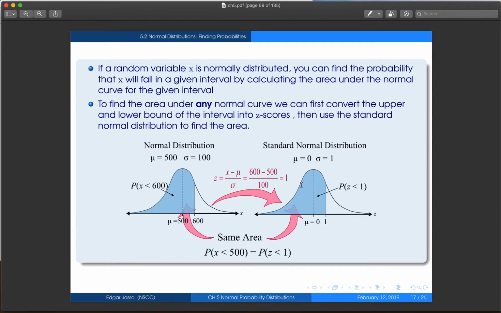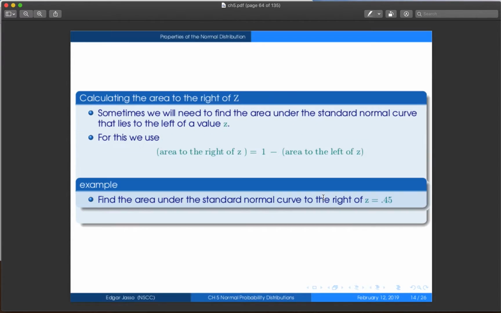Whenever we talk about z-scores, it's the same as thinking of the values on the standard normal curve, which is the one that has mean 0 and standard deviation 1. Okay, let me see if I need to go back to tell you what's going on here.